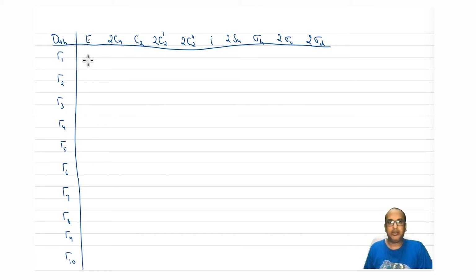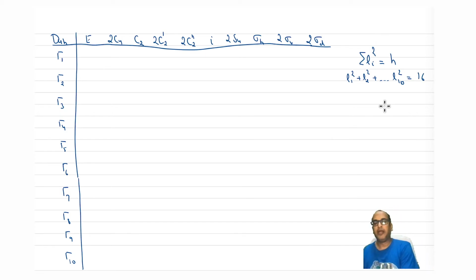Okay, now the first rule says that the summation of li squared is equal to h, right? So that tells you that l1 squared plus l2 squared plus up to l10 squared should be equal to 16, right? Because these are dimensions, the character under E will take the value li. So this cannot be negative or a fraction. It has to be a natural number. So 0 is also not an option.